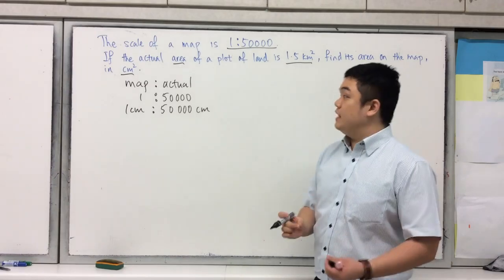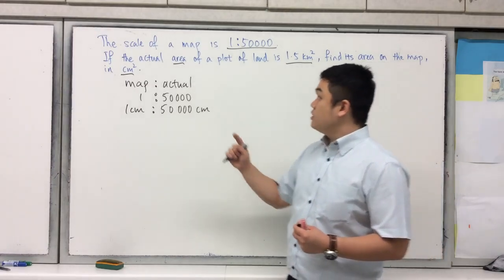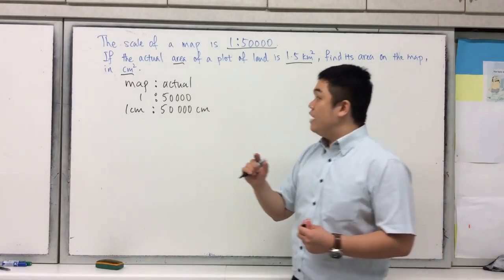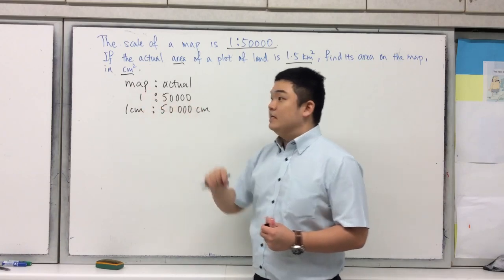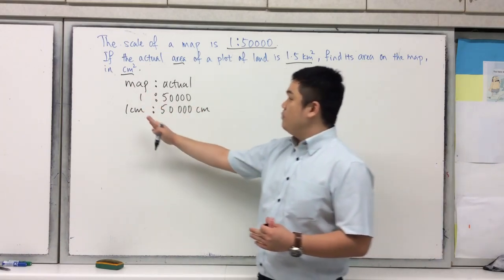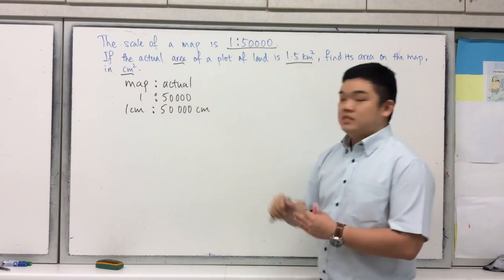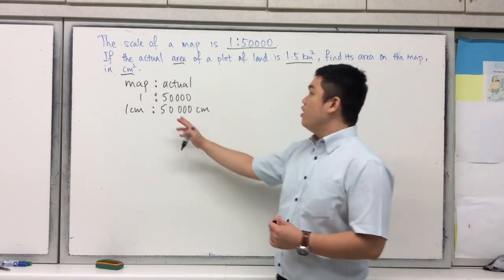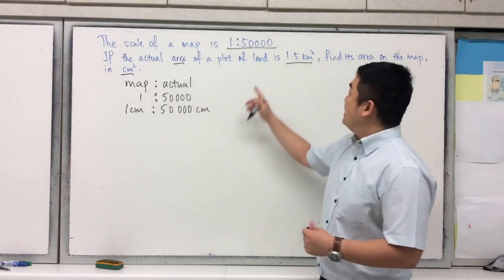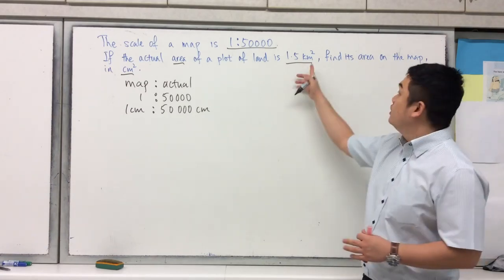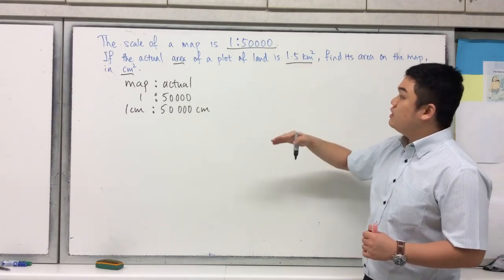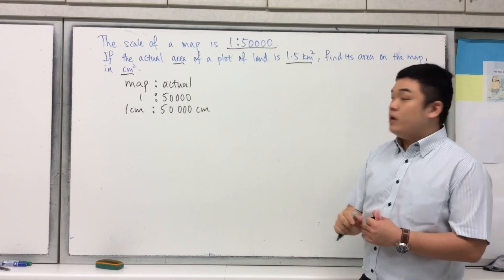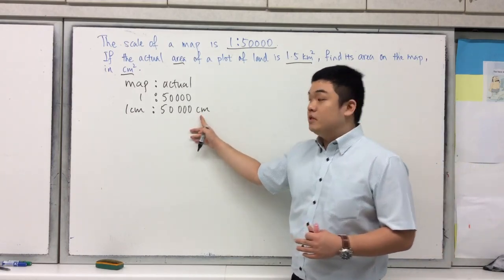Alright, why do I choose cm in this case? Because it only makes sense to have on the map to be in centimeters. So when I put cm on the left hand side, I have to put cm on the right hand side. So how do I convert 50,000 cm to, in this case, kilometers? Because the question wants the final answer to be kilometer squares. So I have to change cm to kilometers first.